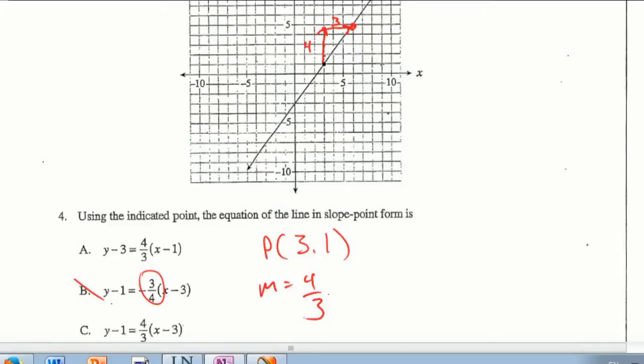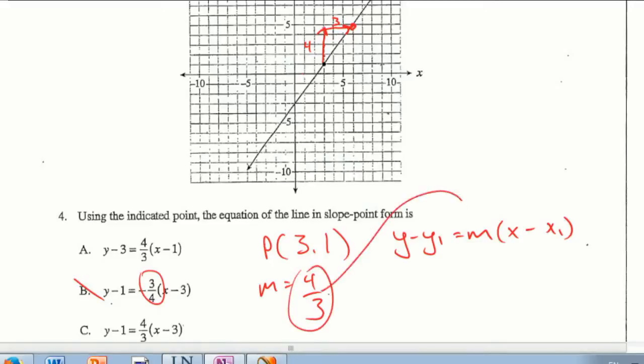Now I could break out my formula sheet and see the slope point form of an equation is going to be y minus y1 is m times x minus x1. I plug in my slope for m. I plug in my x1 and y1 for my points. So I get y minus 1 is 4 over 3, x minus 3. And that looks like letter C.